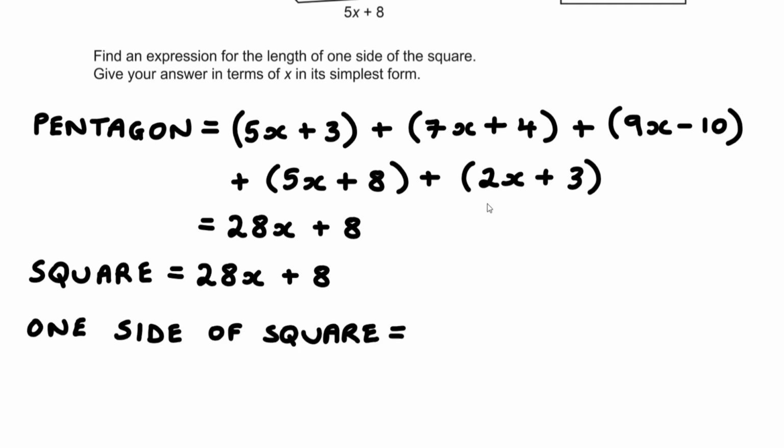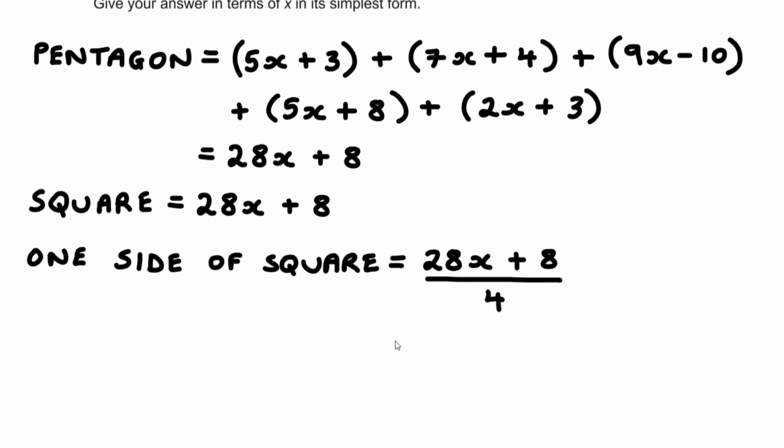So one length of the square is 28x plus 8, divided by 4, which is 7x plus 2.